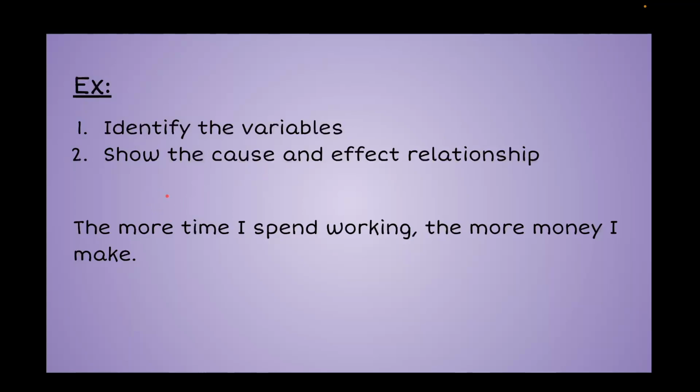Let's look at this first situation. The more time I spend working, the more money I make. This is not true for me because I'm a salaried employee, but this is probably true for you guys. So what are the 2 things that are varying here? Well, one thing that can vary is how much you're going to work in a week or in a day, and that is time. So time is your first variable. The other thing that's going to vary is money, how much money you're going to make. That's the first part. Identify the 2 variables. The 2 variables are time and money, and then we want to show the cause and effect relationship.